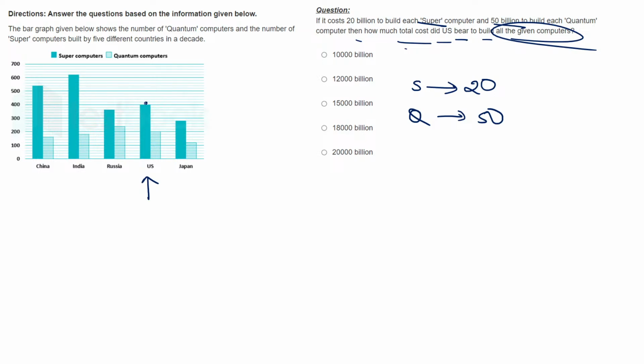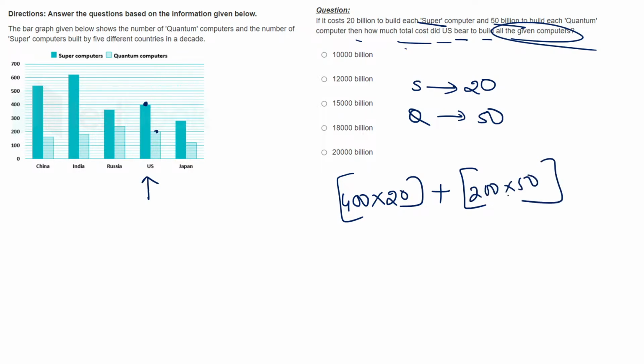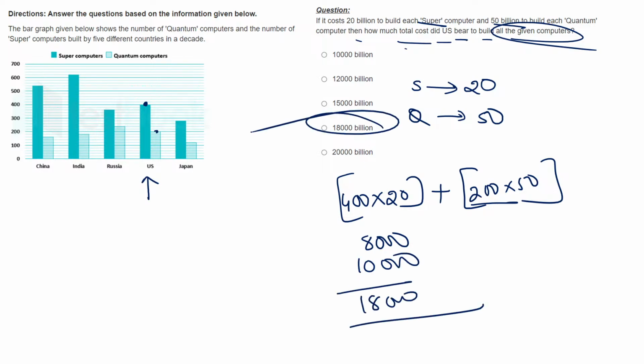So we're having supercomputers around 400. That means each supercomputer is equal to 20. So 400 into 20 for supercomputers, and then find the number of quantum computers, which is just 200. So 200 multiplied by 50. Just calculate this value. This is going to be 4 2 is 8, and this is going to be 2 5 is 10. So you are going to get around 18,000. I hope this one is also clear. Can I move on to the next one?